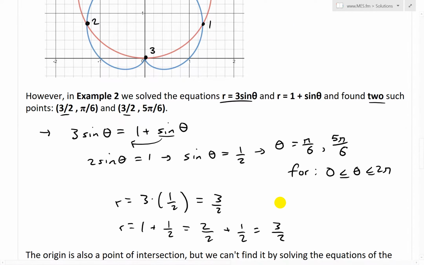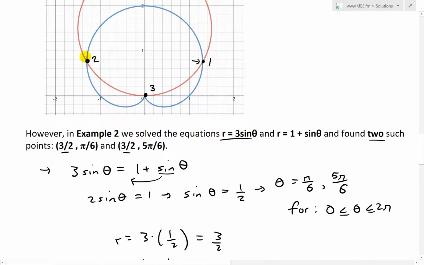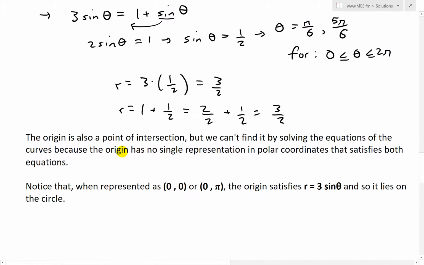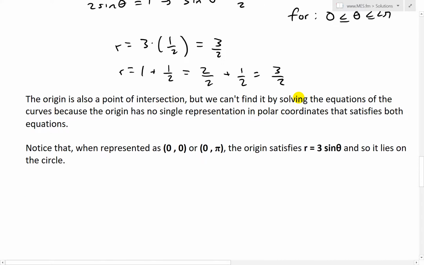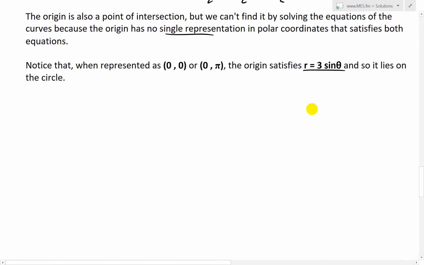So from example 2, I showed that you can only find the 2 intersection points here and here, but this one here is a bit tricky. Basically, the origin is also a point of intersection, but we can't find it by solving the equations of the curves, because the origin has no single representation in polar coordinates that satisfies both equations. But notice that when represented as (0, pi), the origin satisfies r equals 3 sine theta, and so it lies on the circle.